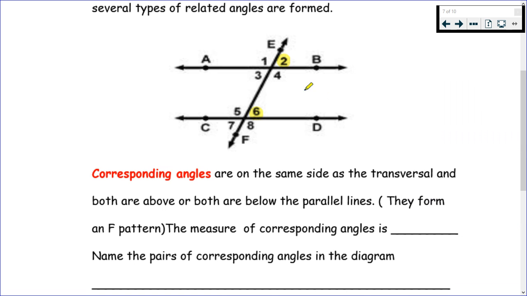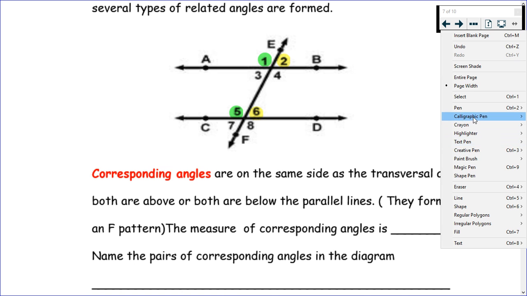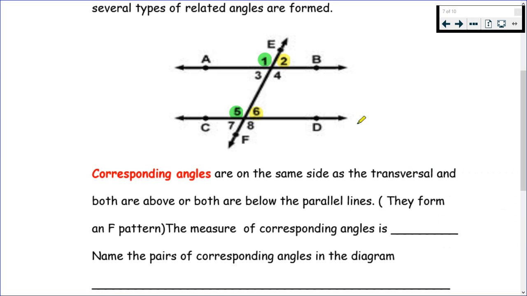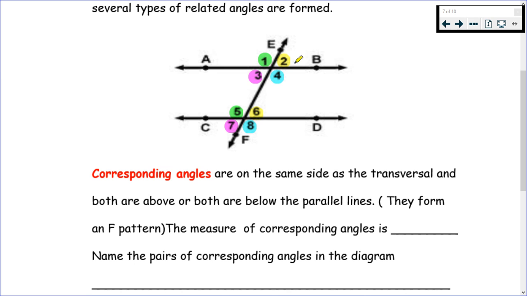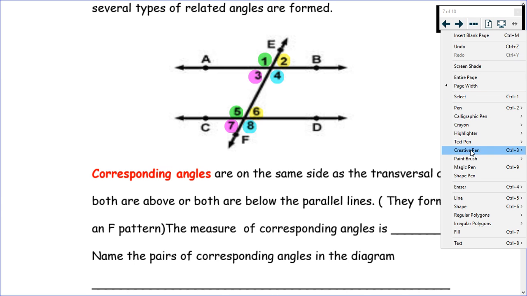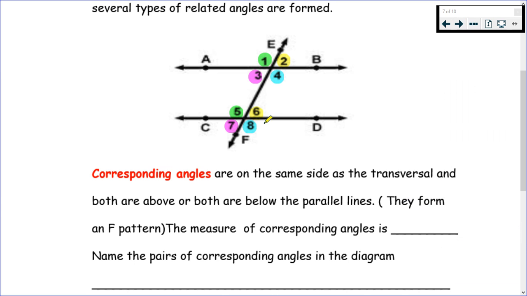And these values are going to be the same as each other. And these ones. And these ones. So what they mean by F pattern is if we have the letter F, the angles that kind of line up there have the same measure. So 2 and 6 are the same, 4 and 8 are the same. I can actually highlight that as well quickly. We're kind of like forming the letter F here.